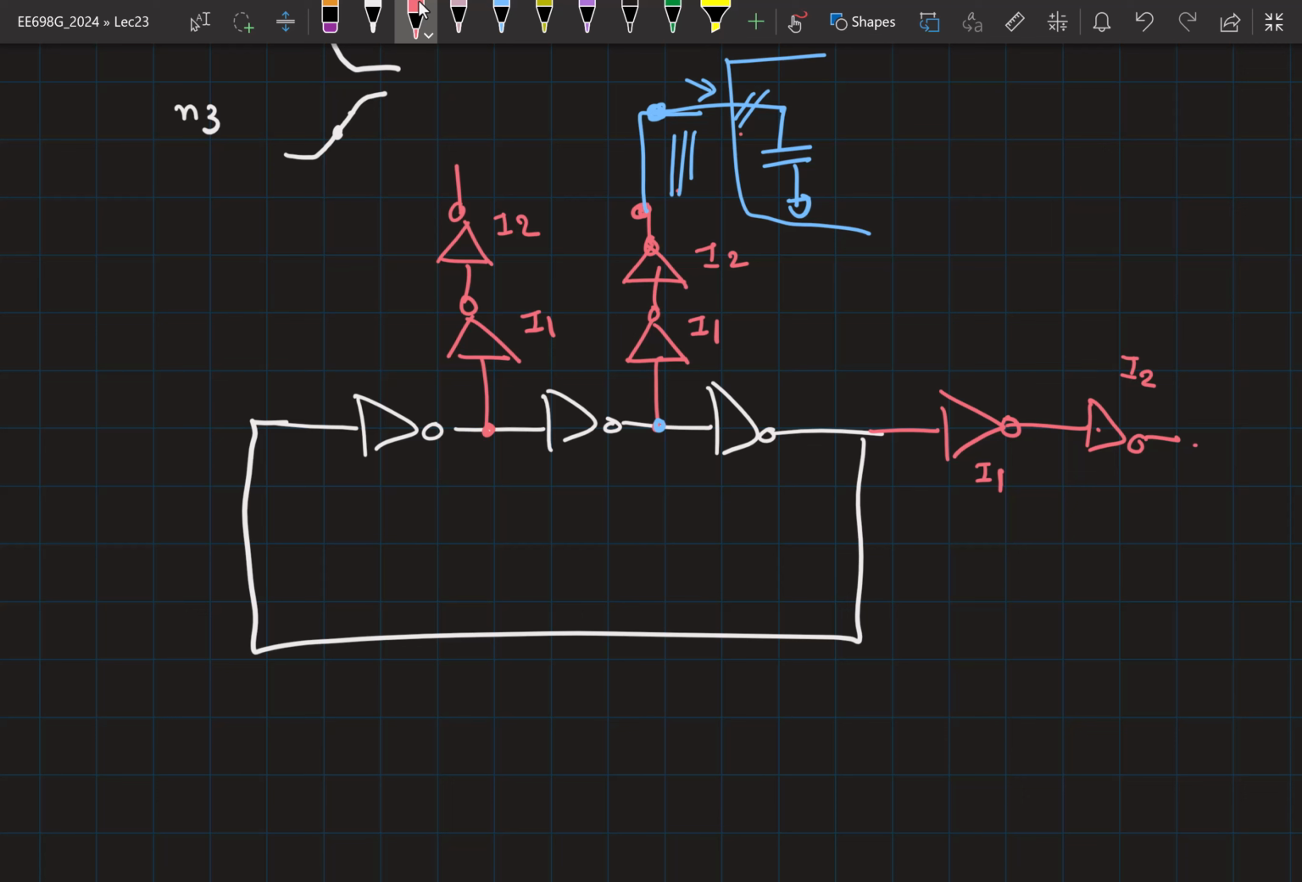I'm interested in the frequency of the ring. So let me rephrase the question, right? Do I need to consider the second inverter also if my intention is to make sure that the ring's frequency is not changed?